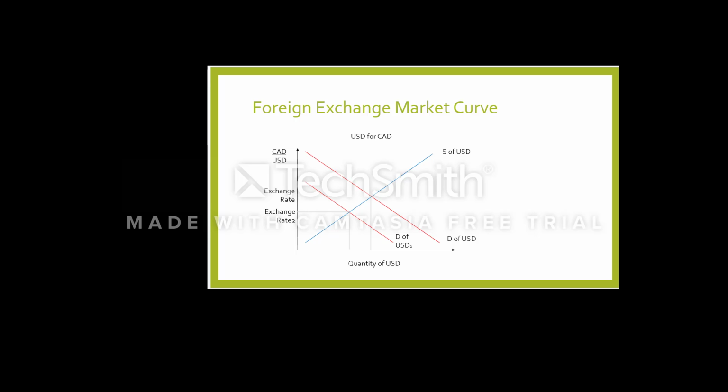This situation would be represented by a leftward shift in the demand for US dollars and would move the equilibrium point downward. This would represent an exchange rate where you can get more US dollars for less Canadian dollars. Additionally, the quantity of US dollars that people are willing to exchange at this rate would decrease. Because of the shift in demand, it would be said that the US dollar depreciated, meaning that its value has gone down.